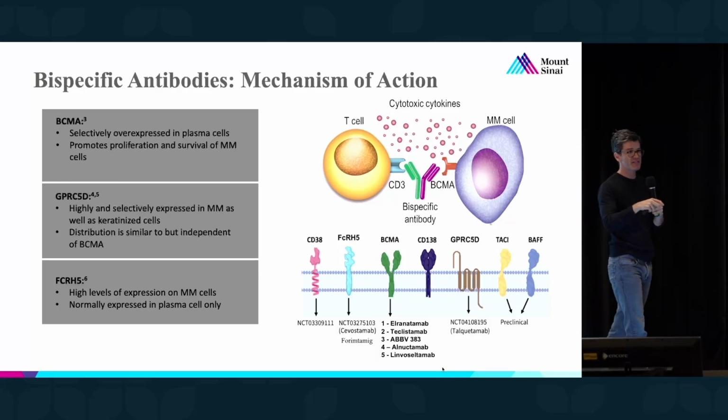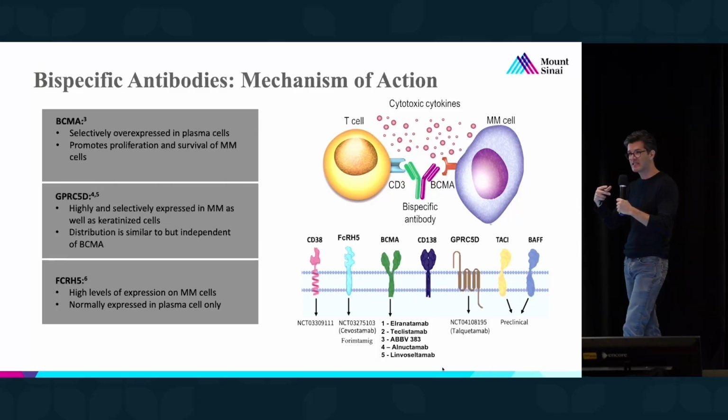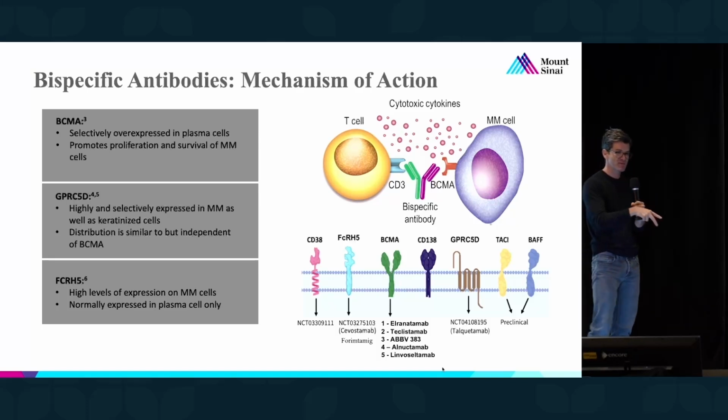Now, GPRC5D is another protein on the surface of the cancer cell, the myeloma cell, which actually tends to be expressed mainly on myeloma cells, not on the healthy plasma cells.